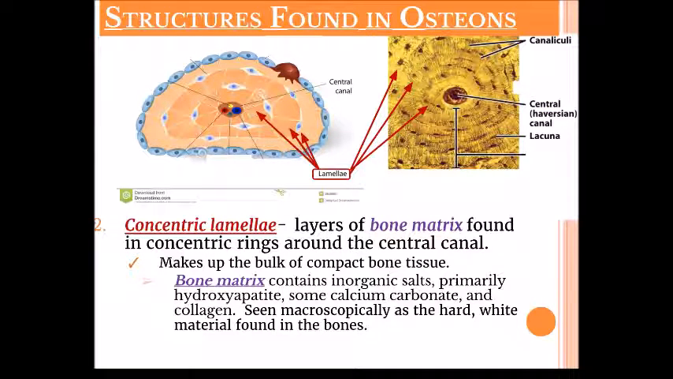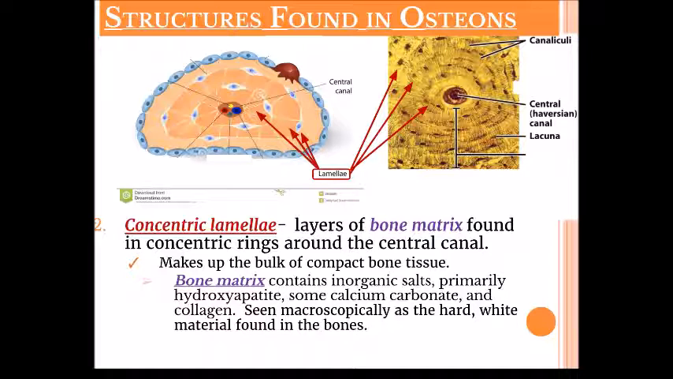The layers that form those tree rings in the osteon are called concentric lamellae. Now, the word concentric you may remember from a math class. It means circles that share the same center. So indeed, these lamellae, these layers, do share the same center, that is the central canal. And this is bone matrix that has been laid down.